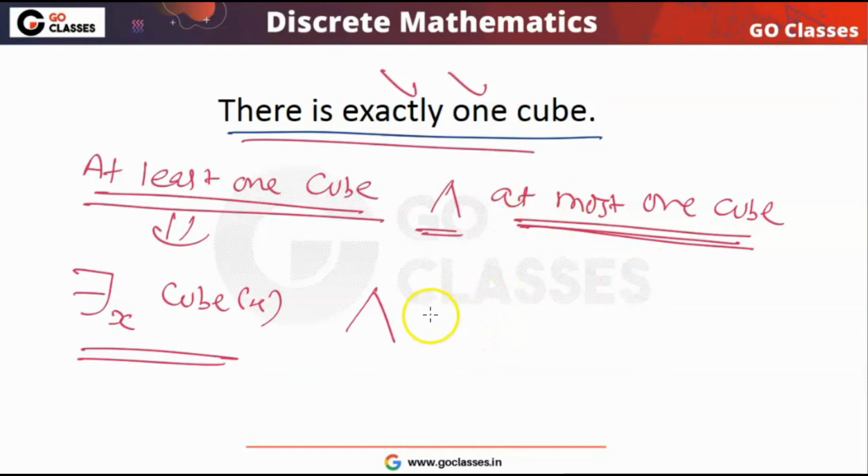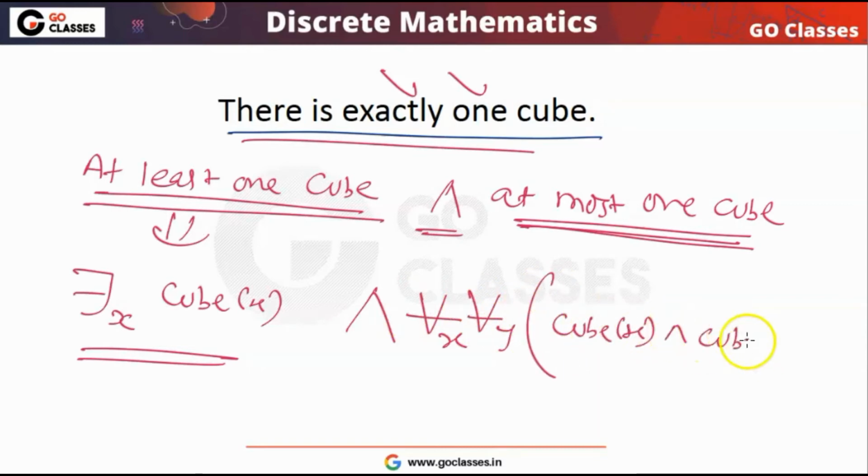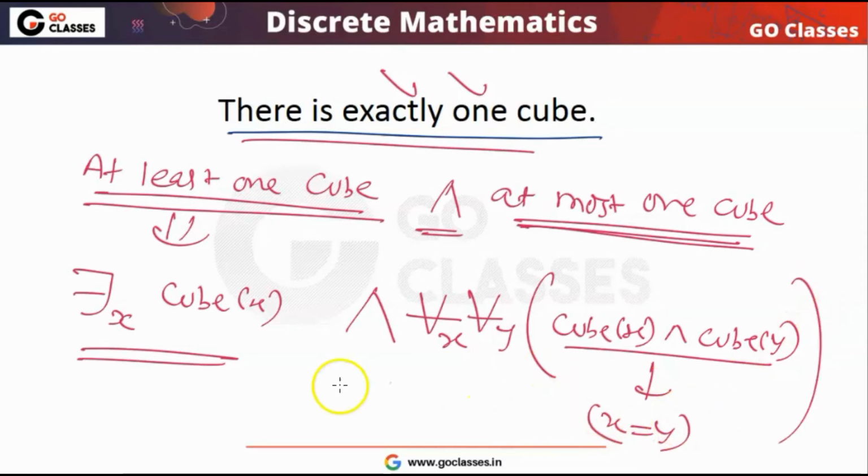This means there is at least one cube, and there is at most one cube. How can I write? Just now we have written this. At most one cube means for all x, for all y, if x is cube and if y is cube, then x must be equal to y. Okay, so this we have already seen. So this is one way.